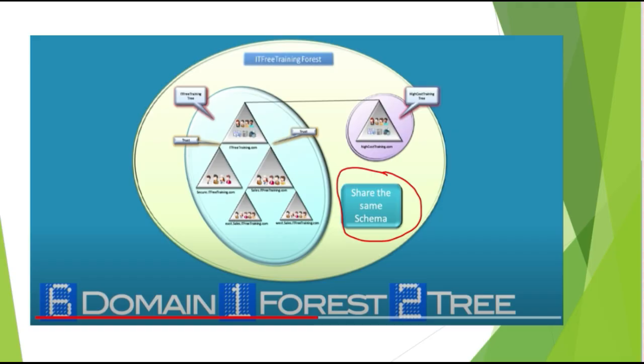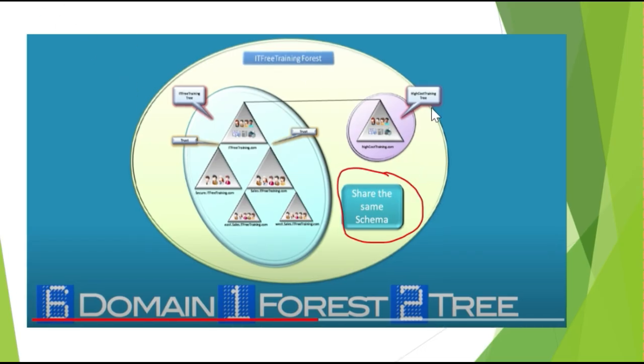So under the same forest, they share the same Active Directory schema. However, we have 2 trees. One is under the IT Free Training. Okay, in here we have the 5 domains, and the other one we have the high cost training tree. So 2 trees within one forest, and in one tree they have 5 domains, while the other tree they have 1 domain.